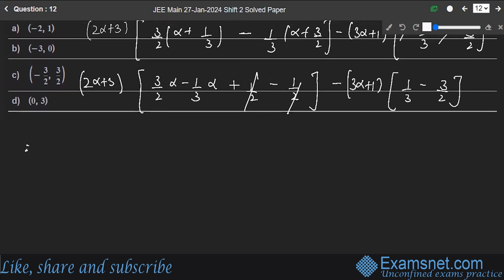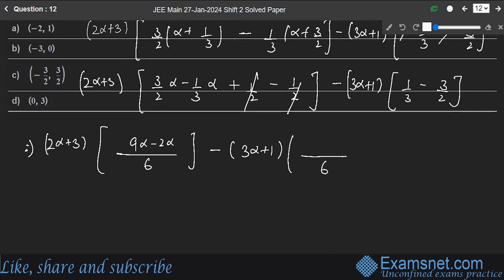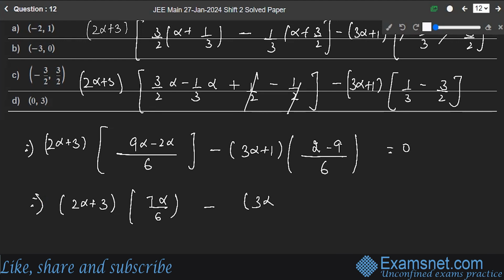Okay. So this is 2 alpha plus 3. Here you will have 6 and 9 minus 2 alpha, and minus 3 alpha plus 1. This will be 6. Here will be 2 minus 9. I hope I have done it correct. This is equal to 0. So you have 2 alpha plus 3 multiply 7 alpha upon 6 minus 3. Here, okay, I'll do minus minus plus. Here was minus 7, right?